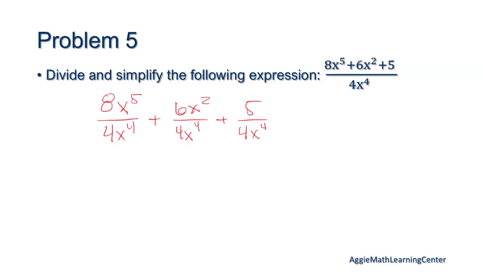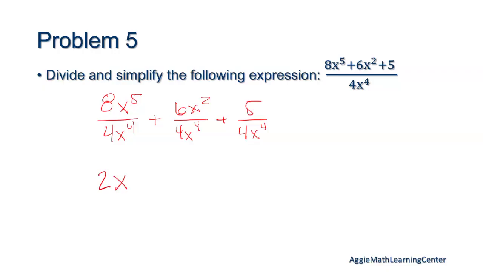Okay, so what's your next step with that? Starting with the first one, you can turn it into 2x over 1, right? How do you know that? Quotient rule, with the exponent 5 minus 4. So it's just x, and then 8 divided by 4 is 2. Beautiful. So we're simplifying our coefficients and we're simplifying our variables and their exponent powers. 8 over 4 simplifies to 2. And then by the quotient rule, x to the 5th divided by x to the 4th leaves us with x to the 1st, but we can just write x.